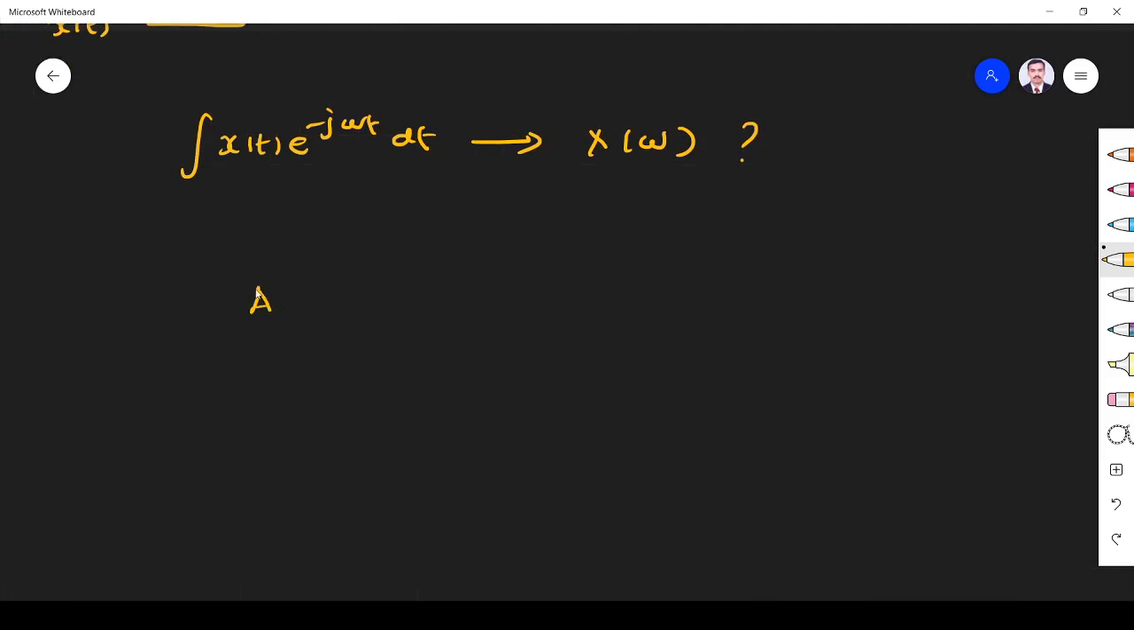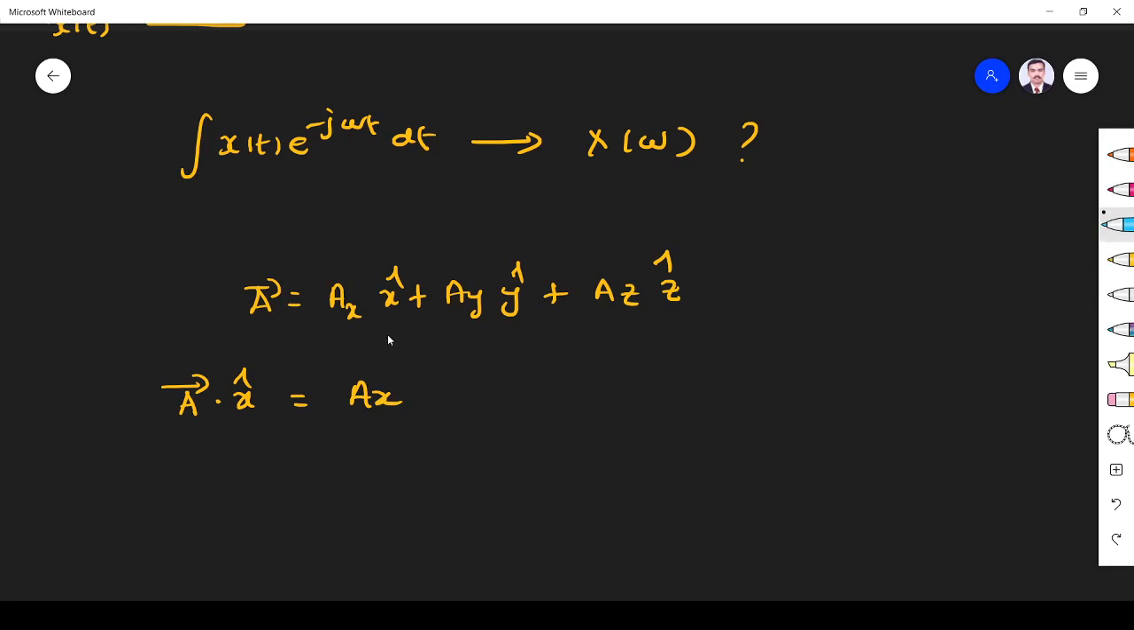Let us consider a vector A. For example, A equals Ax x cap plus Ay y cap plus Az z cap. Let me write any vector like this. Ax, Ay, and Az are the components of the vector along the x, y, and z directions respectively. I want to find the component of vector A along the x direction. What I will do is take a dot product of A with x cap. It will give Ax only.